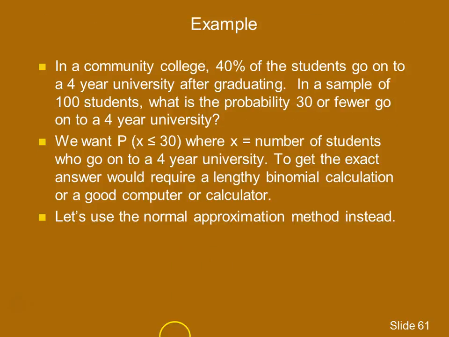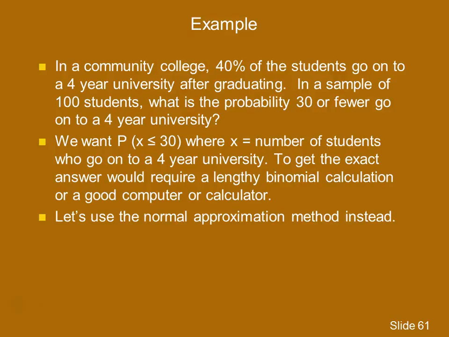Let's do one more problem, one more example. Let's say in a community college, 40% of the students go on to a four-year university after graduating. If we take a sample of 100 students, what's the probability that 30 or fewer go on to a four-year university? Now, if you think about it for a moment, students either go on to a four-year university or they don't, two possible options, much like the binomial. So we basically have a binomial here with 100 students, n is 100, and we want x to be 30 or less. x less than or equal to 30.